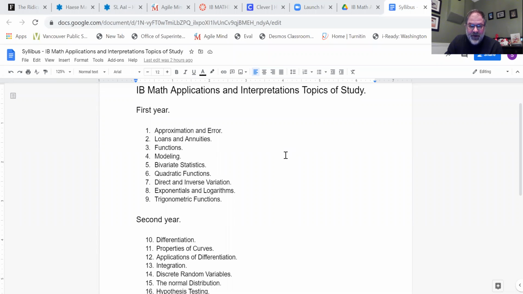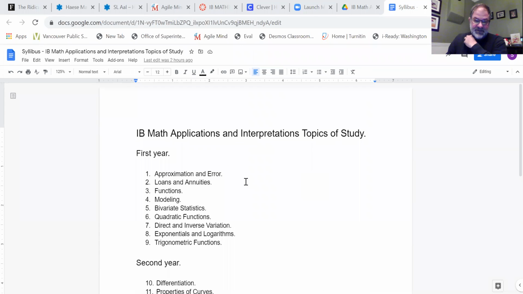It's a 2-year program, IB Math Applications and Interpretations. Now that means it replaced the old IB Math Studies. The changeover dropped a little bit of the statistics and added a little more calculus. So this first year is kind of the same topics as you would see in an advanced algebra class with a little more trig and exponents. That's not focused a lot in an advanced algebra class, and you hit that a little more here.